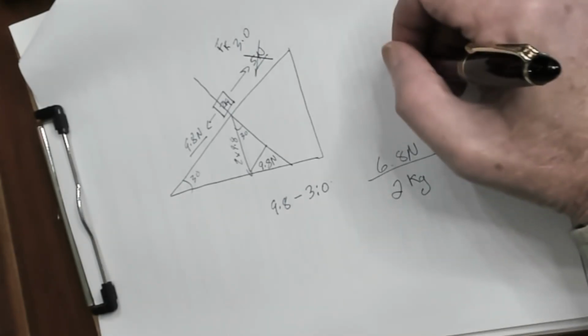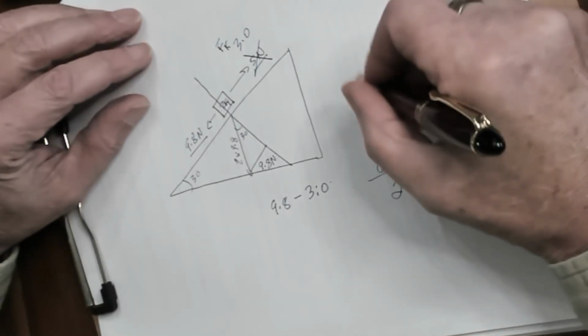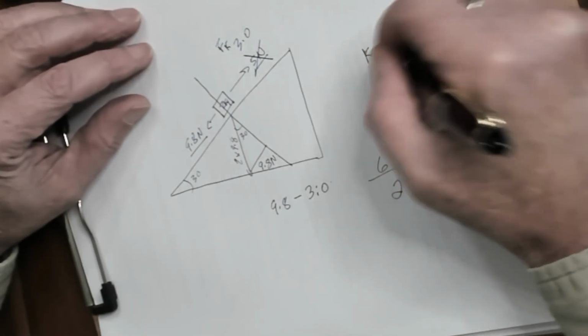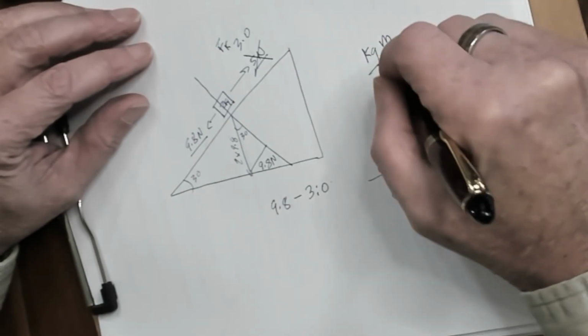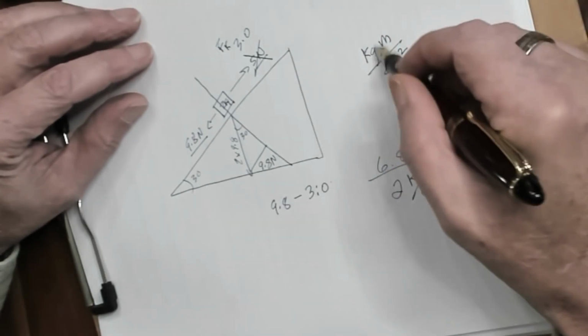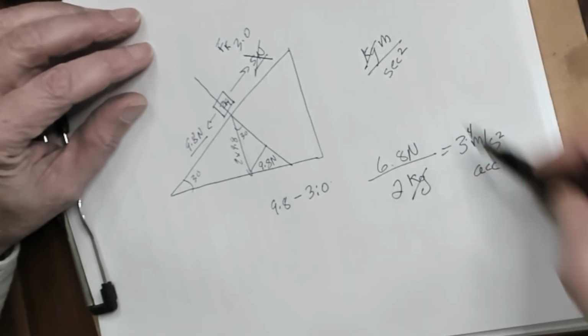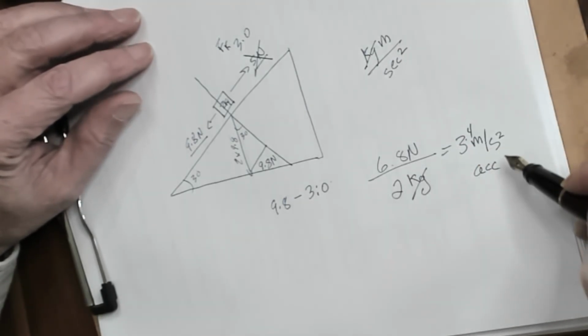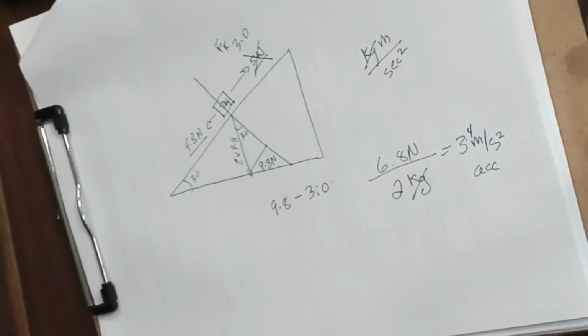Recall that newtons, what's the unit on a newton? So newtons are kilograms meters per second squared. Now, we cancel out the kilograms and we end up with meters per second squared, and that's an acceleration. 3.4 meters per second squared is the acceleration.